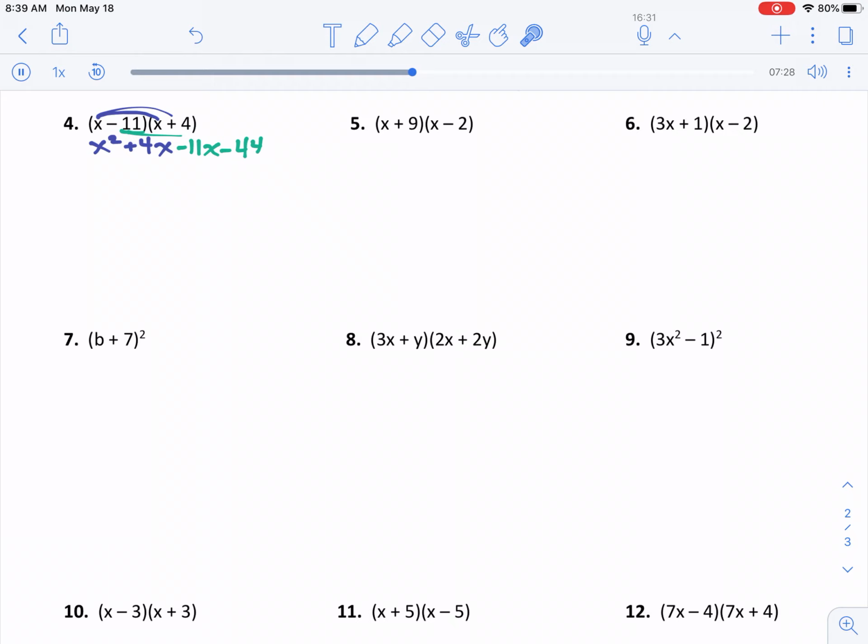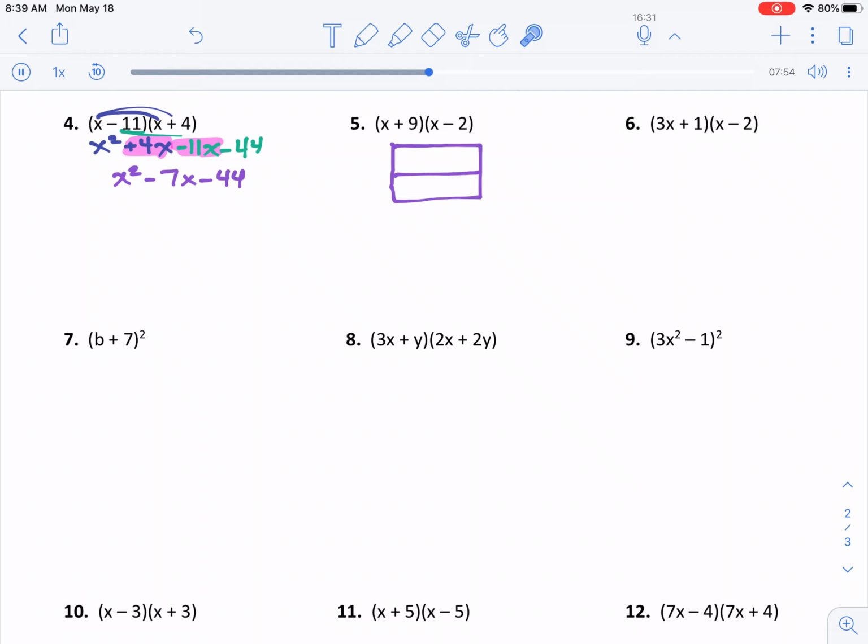And as always, in the middle, we have what are called like terms. So I need to combine those like terms, and my final answer is x squared. 4 minus 11 is negative 7. And then the 44 comes at the end there. All right, I'm going to do the next one with the box method, just to keep mixing it up so you guys can see that this works both ways.